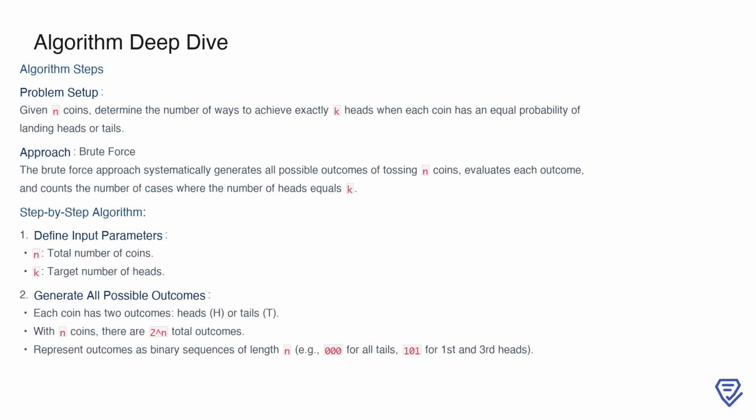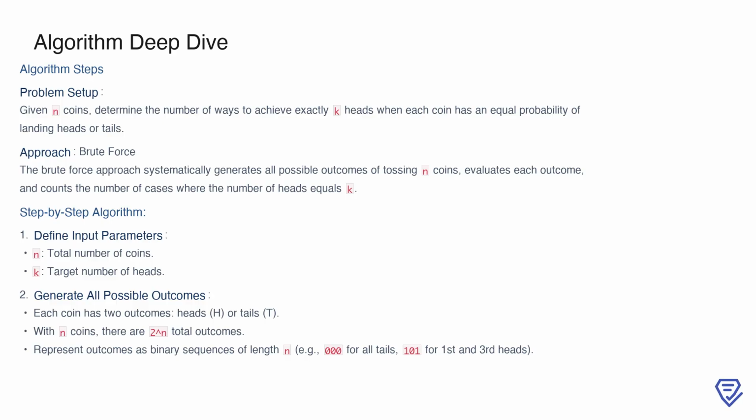To solve this problem, we need to determine how many ways we can achieve exactly k heads when tossing n coins, where each coin has an equal probability of landing heads or tails. The brute force approach tackles this by systematically generating all possible outcomes of tossing these coins. Each outcome is evaluated to check whether the number of heads matches the target k.